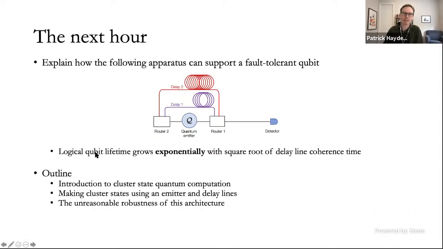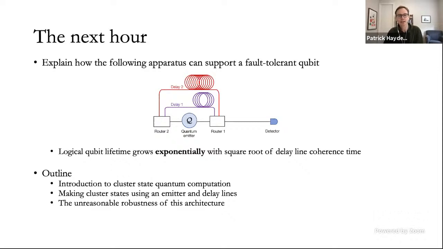But in fact, what we find is that the logical qubit lifetime grows exponentially with the square root of the delay line coherence time. And so marginal improvements in the quality of the delay line can lead to massive improvements in the quality of the logical qubit.